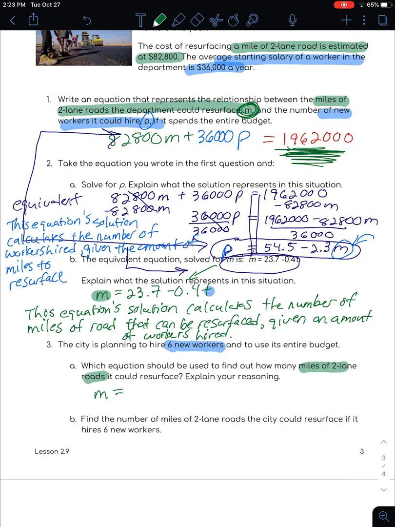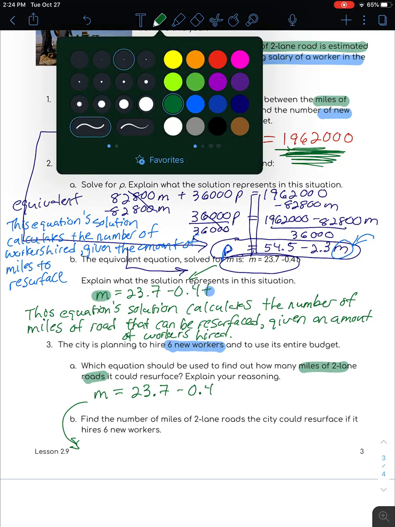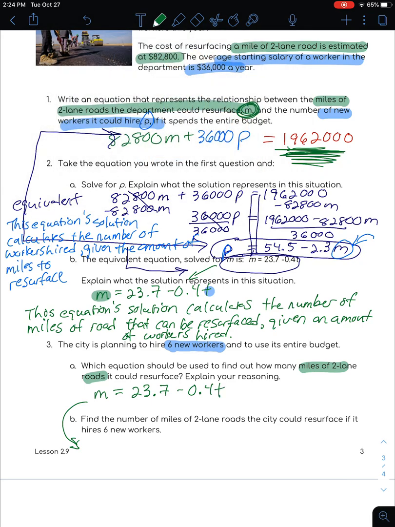So it's really that second equation that we're going to be using here. So the one that calculates the number of miles given the amount of workers. So let's use that equation, 23.7 minus 0.4 T, but now we know T, the number of workers, is 6, so we'll just put in 6 for our equation. And I guess actually what I'm doing right now is finding the answer for B. So maybe we'll wait on that for just a second here. So I guess the first question was just asking us to think of which equation it would be, which would be that first one.